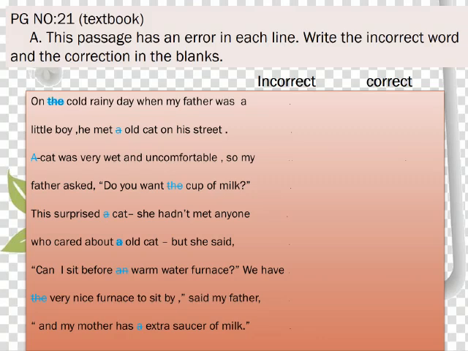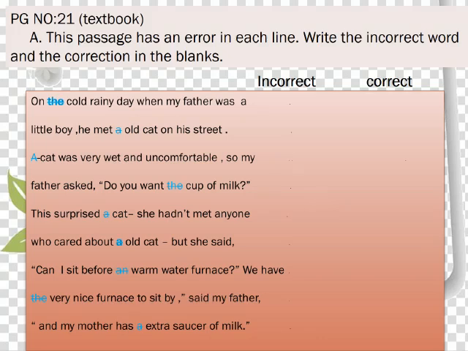Based on what we have learned, let us now solve exercise A on page number 21 of your textbook. The question is, this passage has an error in each line. Write the incorrect word and the correction in the blanks. So dear students, you need to find the errors, the mistakes in the given passage and write down the correct answers in the blanks provided. So now, let us read the passage.